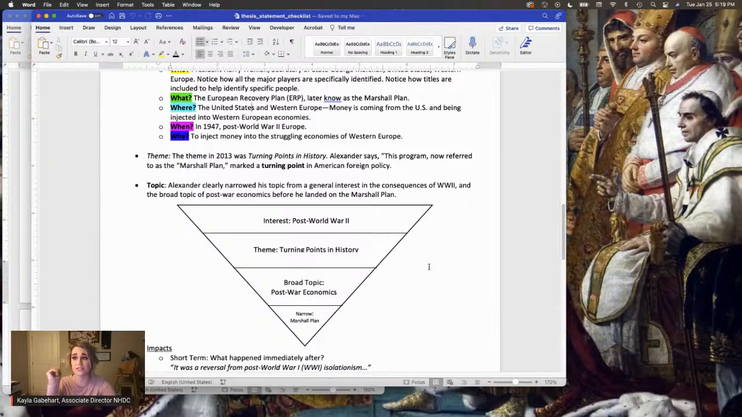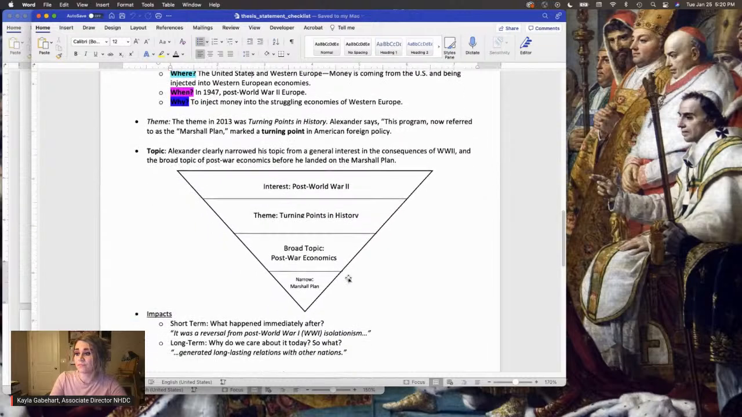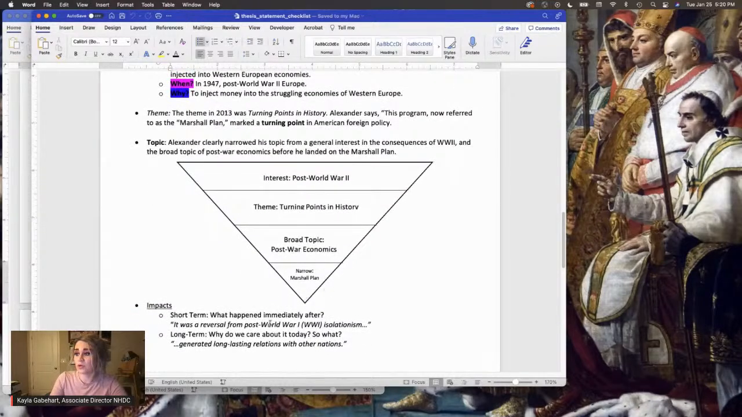Okay, so we've addressed being specific. We've addressed our 5 W's, the theme, and the topic. So now we have impacts, which impacts are what part of our thesis? The argument. Great. So short term, what happened immediately after? It was a reversal from post-World War I isolationism. And why do we care about it today? It generated long-lasting relations with other nations.